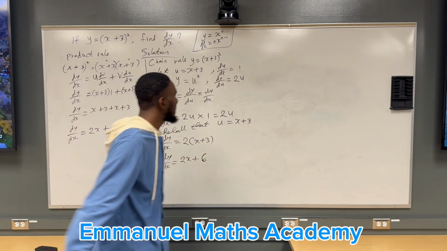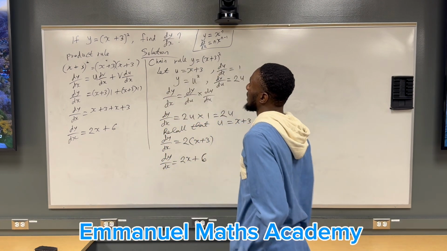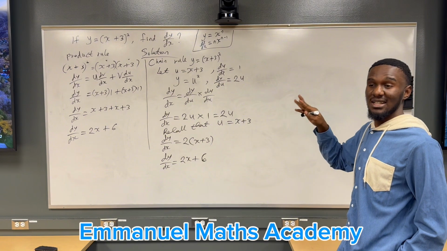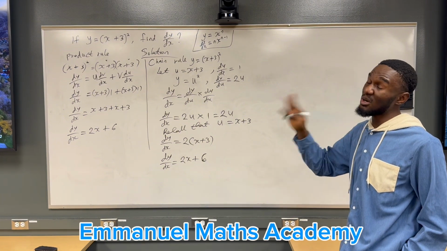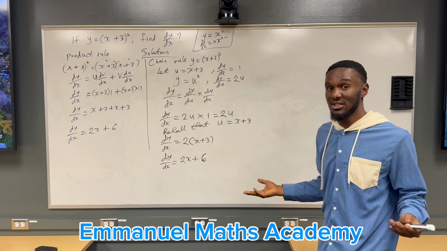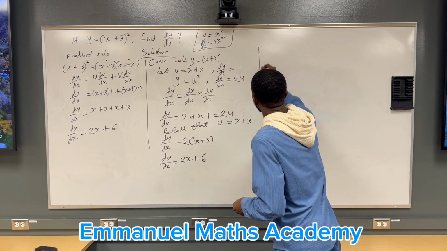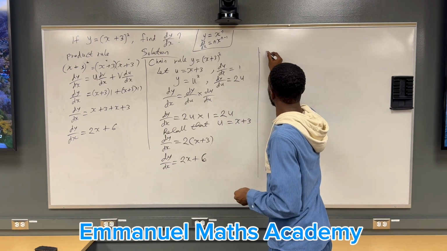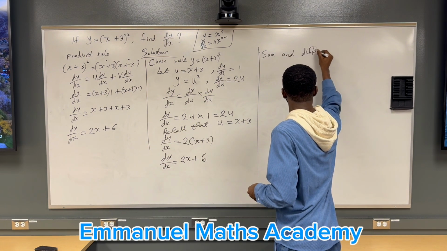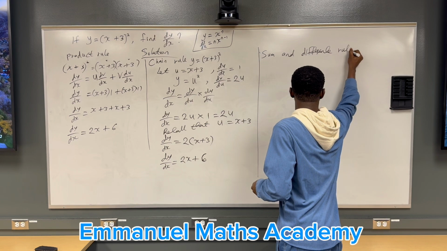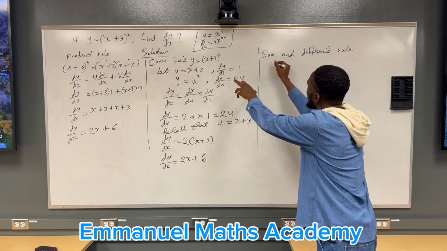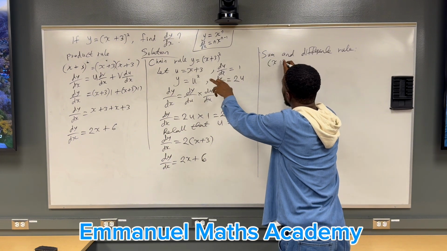Good. So the last method is the basic sum and difference rule. You know, sum is addition, difference is subtraction. So, sum and difference rule. So, if we expand this, you have (x plus 3)(x plus 3).